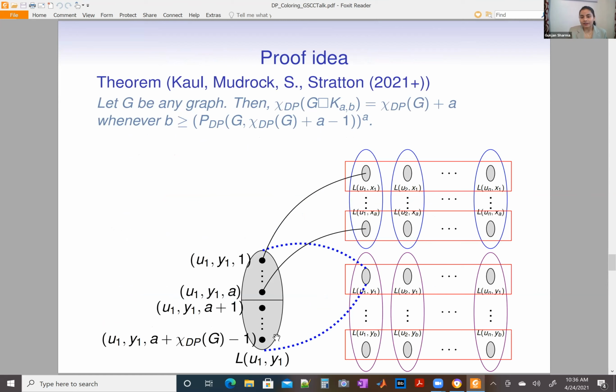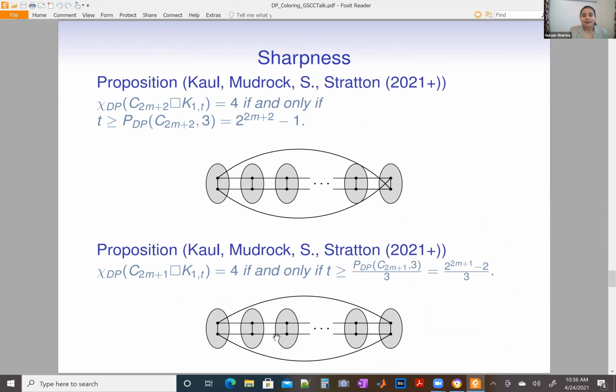Okay, so we don't have time to go through the proof idea, but if someone has questions, we can come to this slide for visual aids. That's the purpose of that slide.